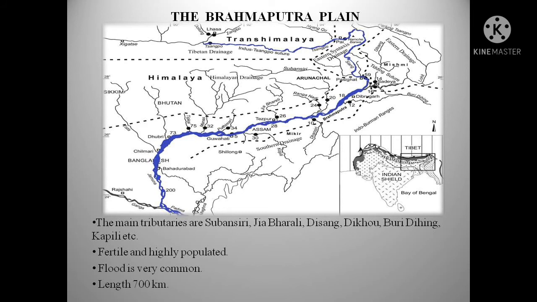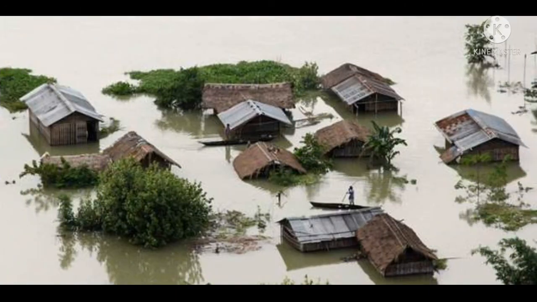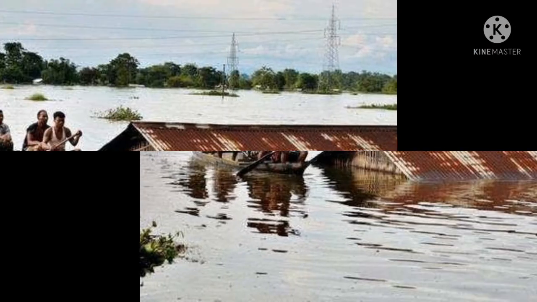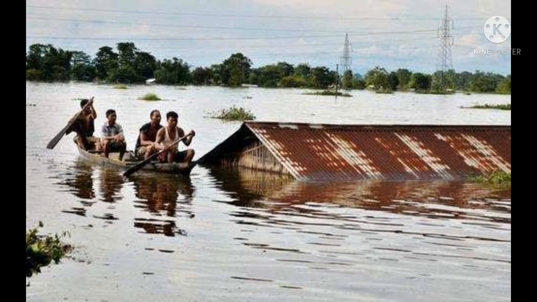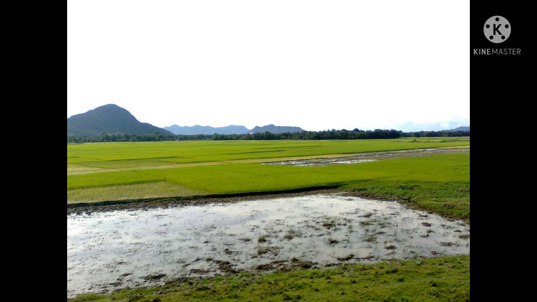This is a fertile plain and it is highly populated, and this plain is very suitable for agriculture, and it is a flood prone plain. Floods occur every year in this plain, and this plain is 700 km long. This is a picture of agricultural land in Goalpara district of Assam.